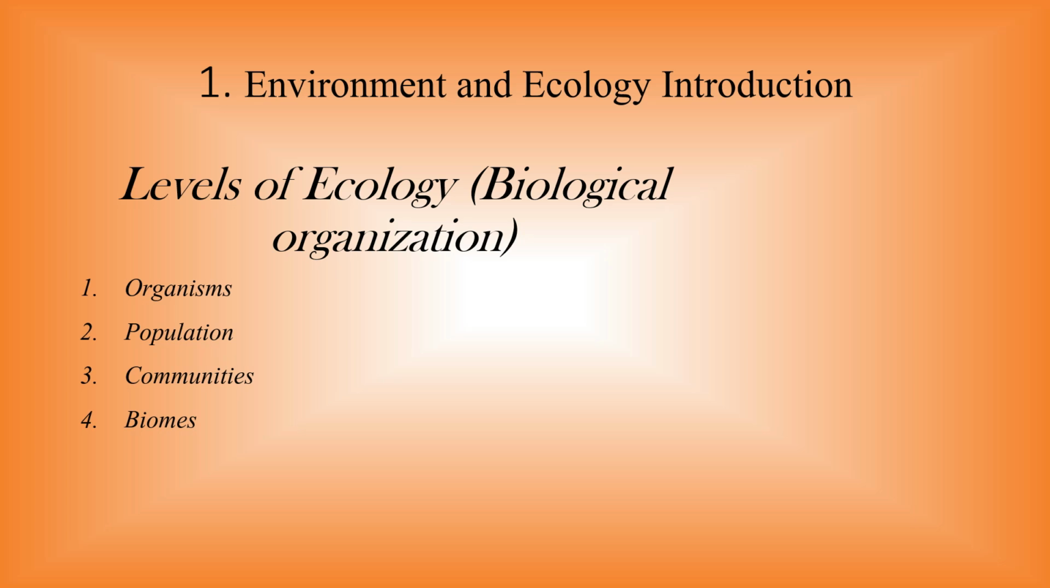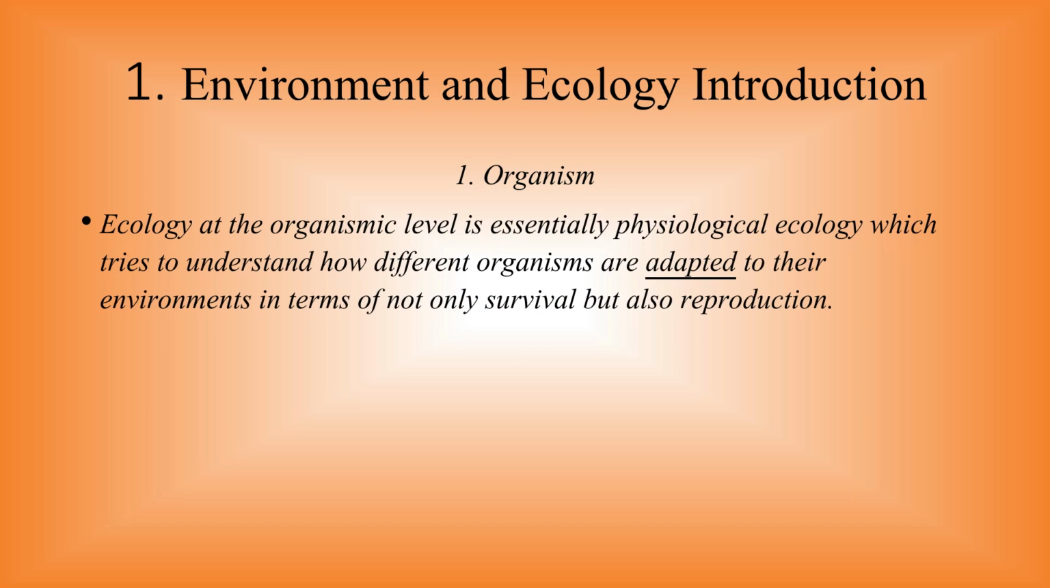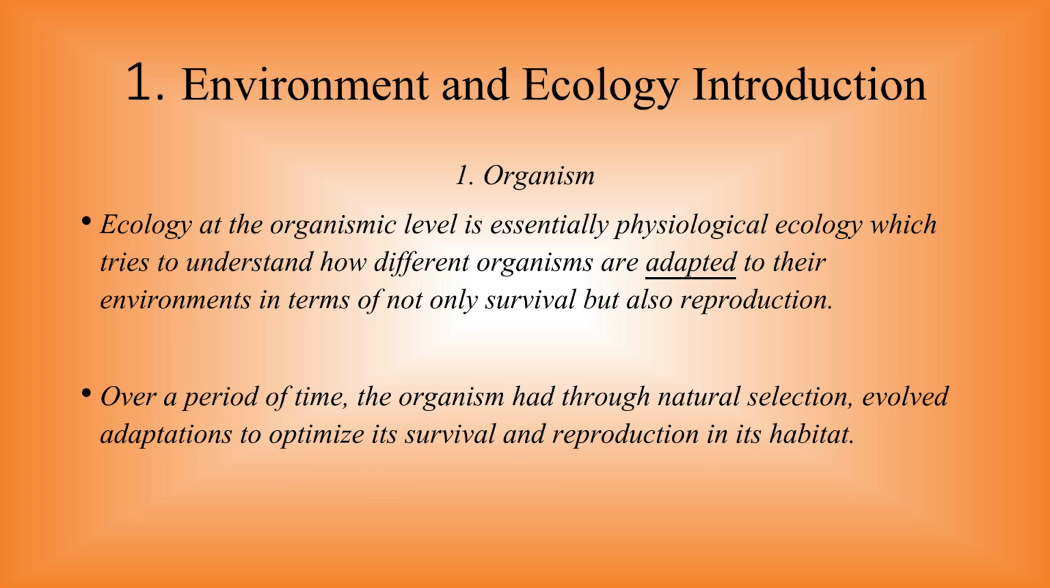What is the organismic level? The organismic level is a self-contained individual which can be a unicellular organism or a multicellular organism. Ecology at the organismic level is essentially physiological ecology, which tries to understand how different organisms are adapted to their environment in terms of not only survival but also reproduction.